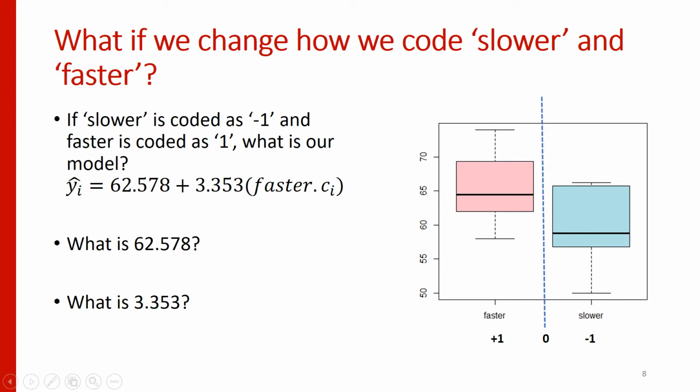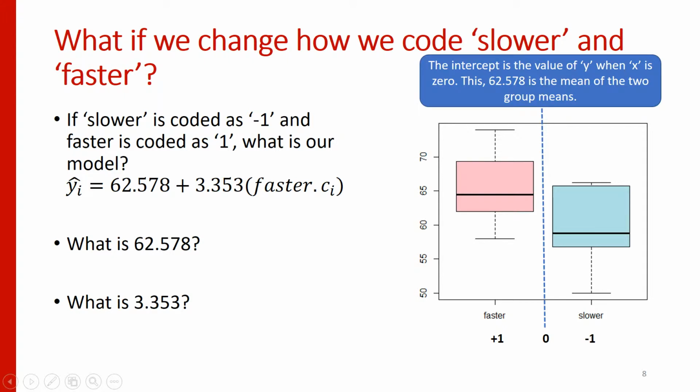Okay. So when we get this regression equation, right, because we have changed what the coding is on this x-axis, 62.578 is the value of y when x is 0, and x is 0 between our two groups. So 62.578 is actually the mean of our two group means, right? It is the value when x is 0, which is on average between the faster group and the slower group. So that's the mean of the group means. Then the difference of 3.353 is actually half of the difference between the group means, right?